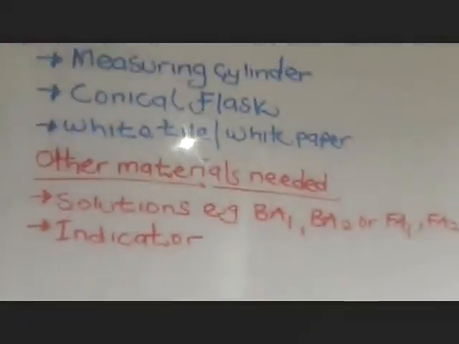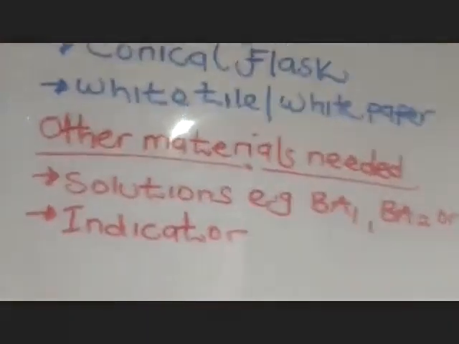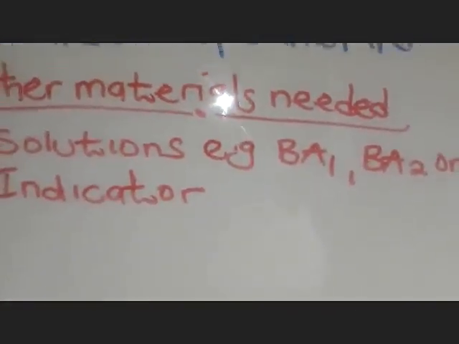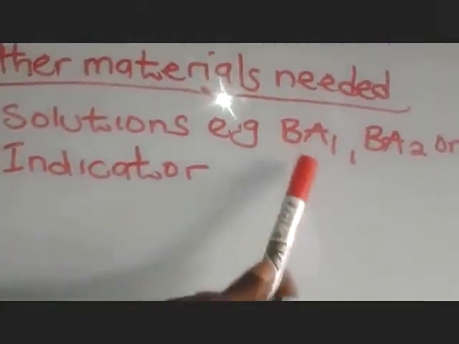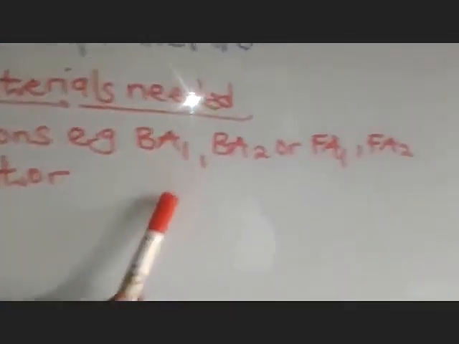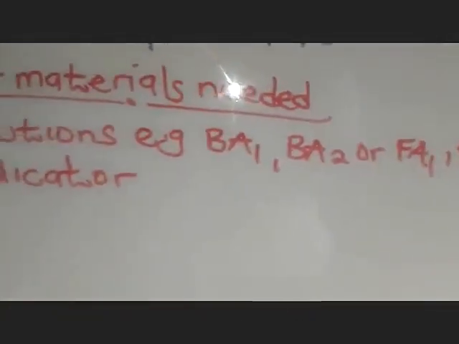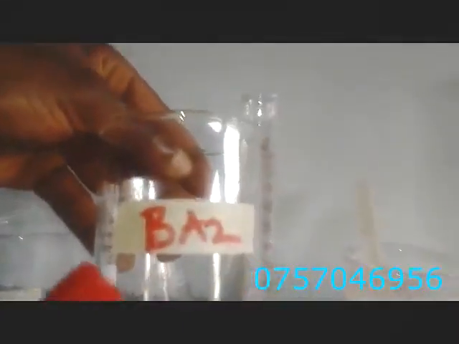This one is very, very important as we are going to titrate. Now, members, after knowing the apparatus which we use in this practical, we can look at other materials which we need. We always need the solutions. They always give you the solutions labeled like BA1, FA1, BA2, FA2, and so on. You find them put in beakers. Take an example, this one is BA2.